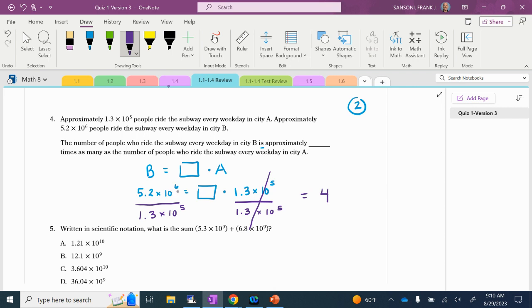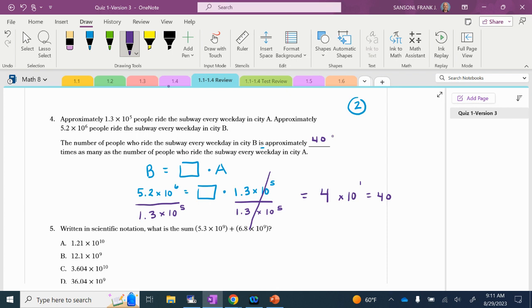10 to the 6th on top, 10 to the 5th on bottom. More 10s on top. How many more 10s on top? 1. So what is 4 times 10 to the 1st in standard form? 40. So your answer is 40. Two-pointer, proficient. All or nothing. That's not too bad, right?